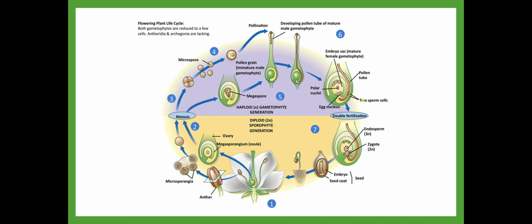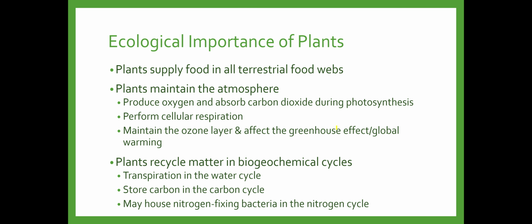The gametes are going to fuse to produce the sporophyte, and then that sporophyte is going to produce spores that will then become the gametophyte. Okay, we still see our diploid sporophyte generation and our haploid gametophyte generation. So all of these are just slightly modified versions of that alternation of generations.